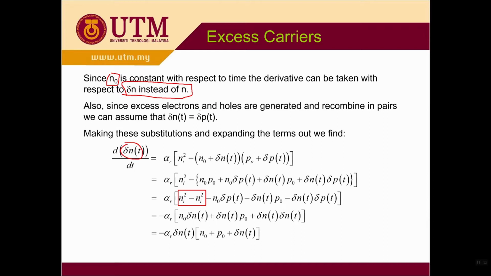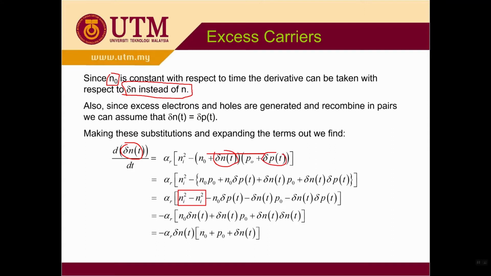And since the excess electrons and holes are generated and recombined in pairs, every time you have generation, you have an excess electron, and you will also have an excess hole. So you can assume that both are the same. So delta nt is equal to delta pt. When you expand delta nt and delta pt, you can assume they are the same here.